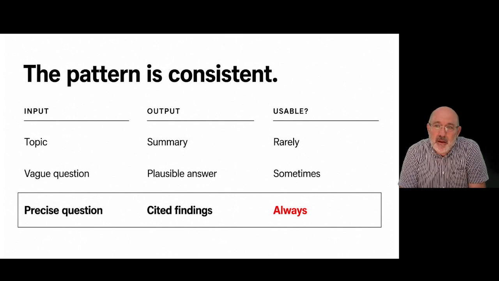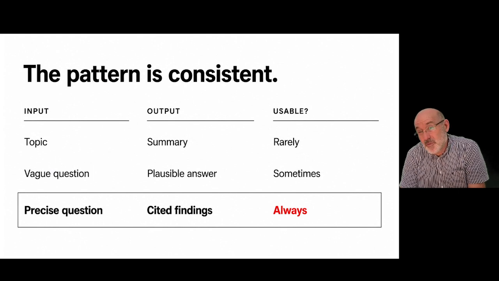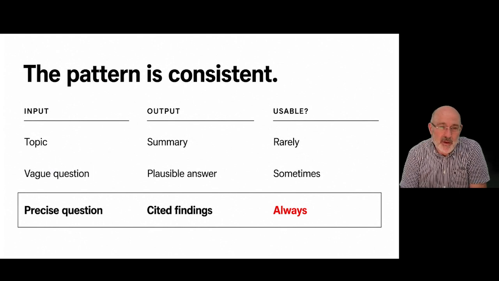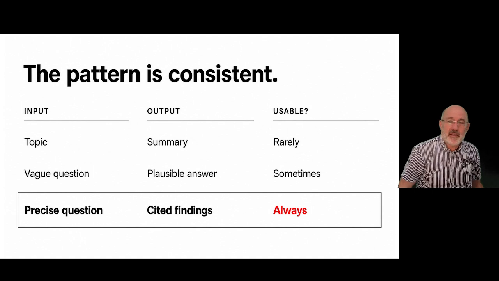Now, the pattern is pretty consistent. If what you want to look at is a summary, is it usable? Yeah, sort of. A vague question will give you a plausible answer. Is it usable? Sometimes. A precise question with cited findings is almost always useful.